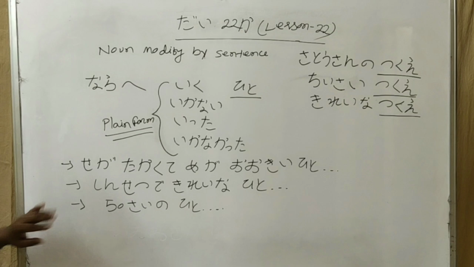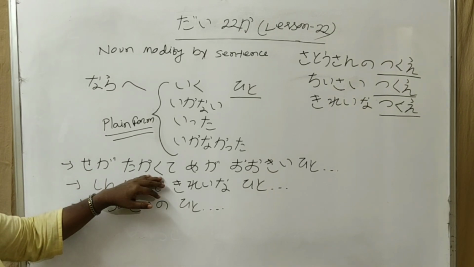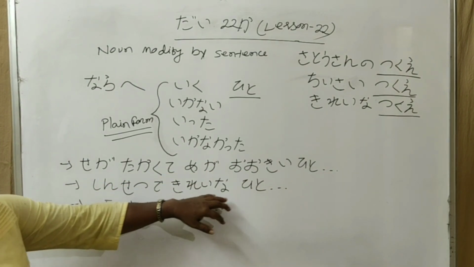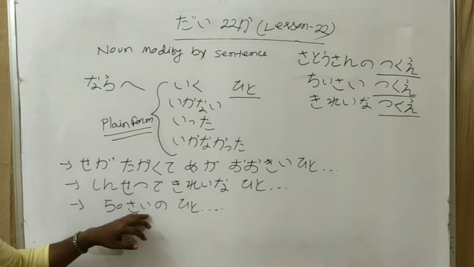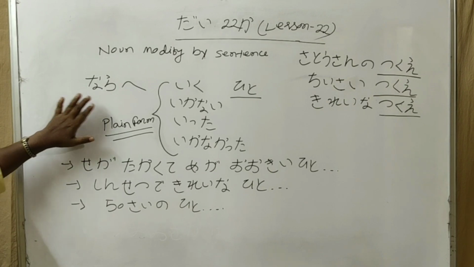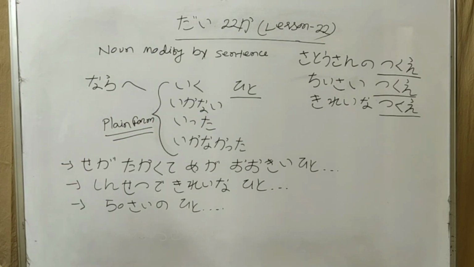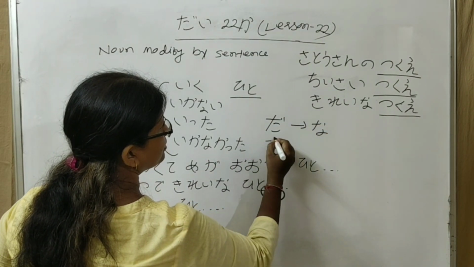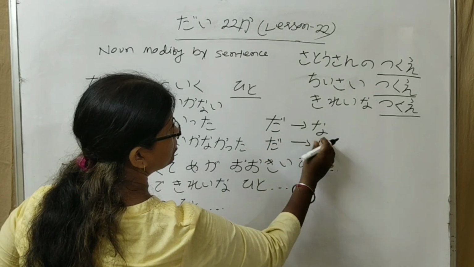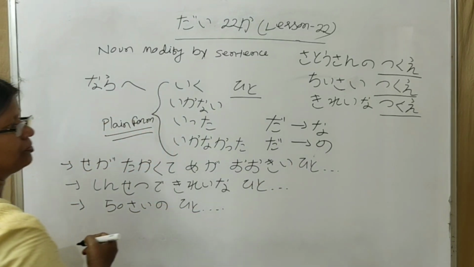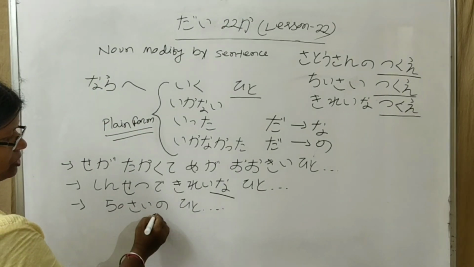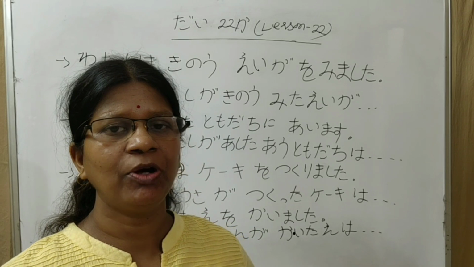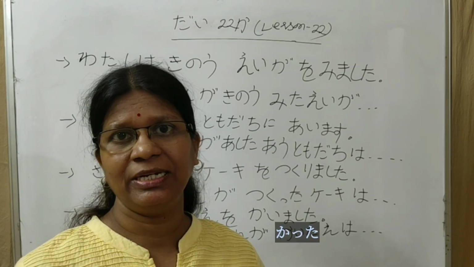Okay. Look at some other sentences. Se ga takakute, me ga ookii hito. Shinsetsu de kirei na hito. Gojussai no hito. When we modify a noun by a na-adjective sentence, that da changes to na, and in a noun sentence da changes to no. So here it is kirei na and here is gojussai no. Okay? Hope you understand. Next, we learn what changes come in the sentence when a sentence modifies a noun.